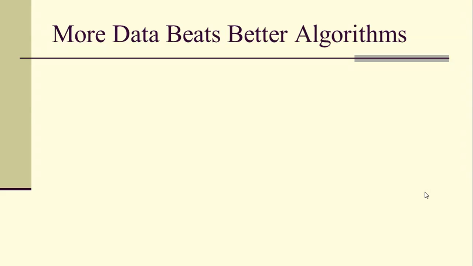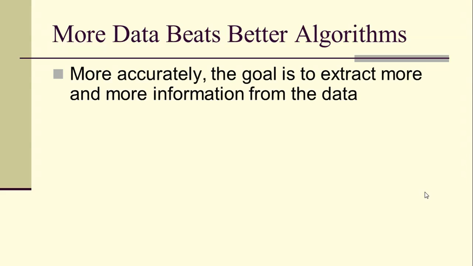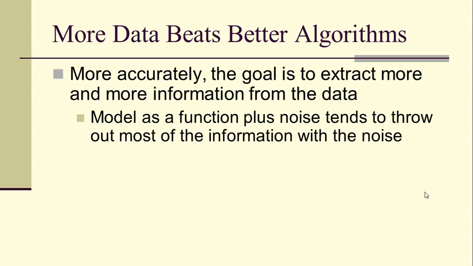One thing to keep in mind is that more data beats better algorithms. Now that's not exactly true. What we actually mean by that is the goal is not to apply powerful algorithms, but to extract more and more information from the data. Let's look at what this means. So if we were doing descriptive models, the traditional modeling, we tend to think of a model as a function plus some noise. But a model as a function plus noise throws out most of the information in the data with the noise.